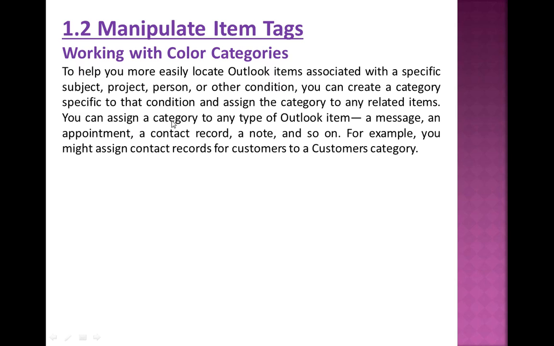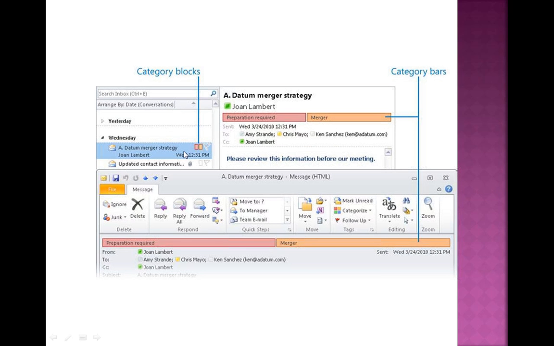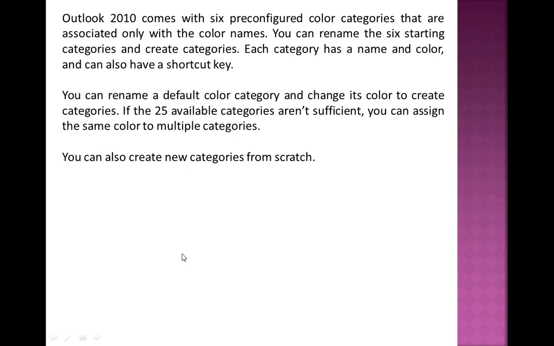Next, you can also assign a category to any type of Outlook item like a message, appointment, contact record, note and so on. And this is the category block. This shows a mark, the black mark or the orange mark, pink mark. This shows a category block, and this is the category bar: merger, preparation required. There are multiple colors which we can use with the help of color categories. This is how we can differentiate multiple parts, like merger, and preparation required. So this is how we can change the color of the items.